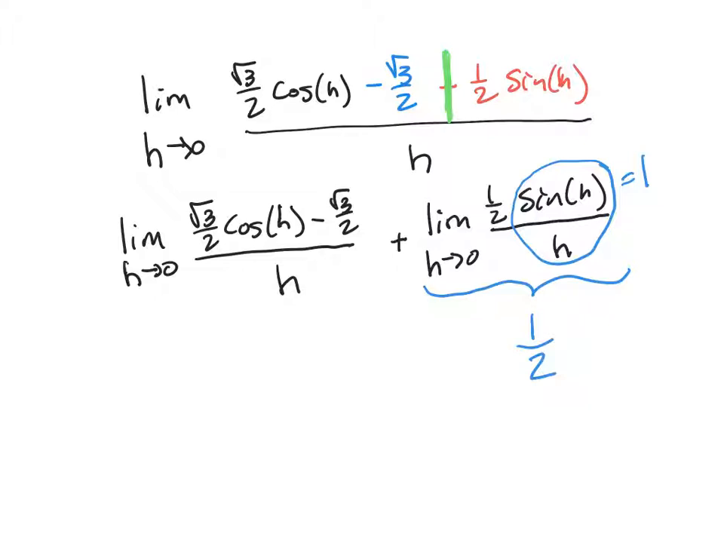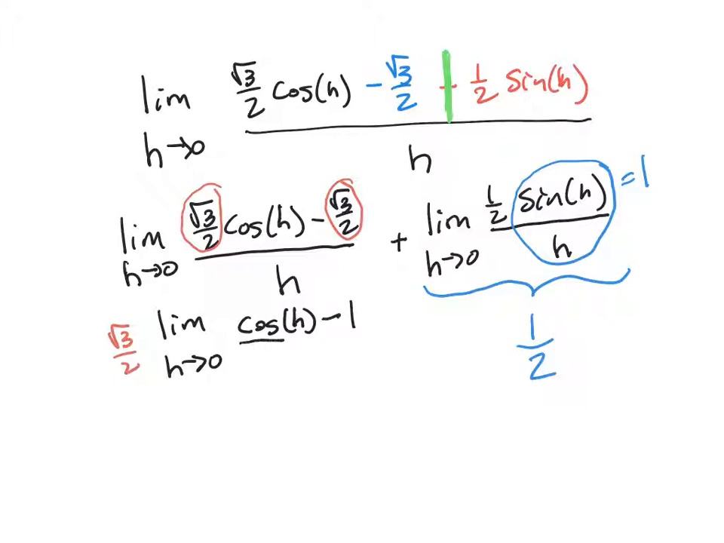This guy over here isn't going to go down quite as easy. But you will notice that I have a common factor here of square root of 3 over 2 and square root of 3 over 2. So I'm going to go ahead and factor that out. And on this limit, I'll have the square root of 3 over 2 times the limit as h approaches 0 of cosine h minus 1, because I factored out the square root of 3 over 2, over h. And we still have the plus 1/2 over here.